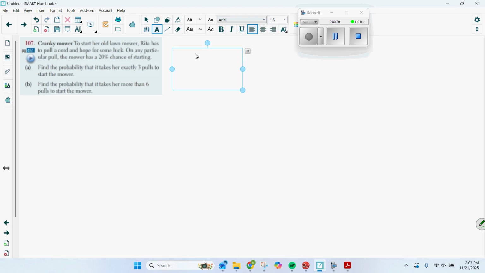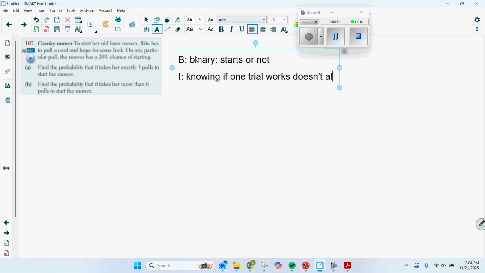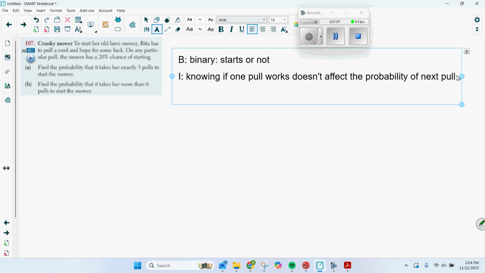Okay, so is this binary? Yes, because the mower either starts or does not. Is it independent? Yes, because knowing if one trial works doesn't affect the probability of the next trial. I'm going to say pull instead of trial so that I have context in there, but basically, if a pull works one time, it doesn't necessarily mean it's going to work the next time. Like, the probability doesn't change.